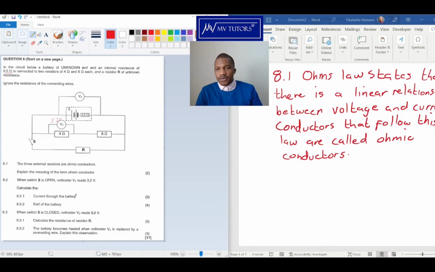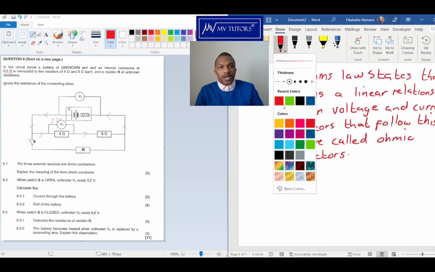Calculate the current through the battery. What do we know about current? Because this is in series. If it's open, okay, it's in series. So what do we know about current in series? Current flows like water, so you know all the water flows through here. Okay, so basically what we can say, current is the same throughout the wire, doesn't change. Okay, so the same current that's passing through this 4 ohms resistor is the same everywhere.